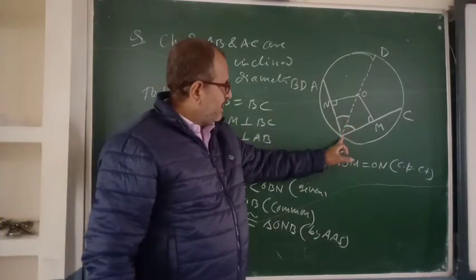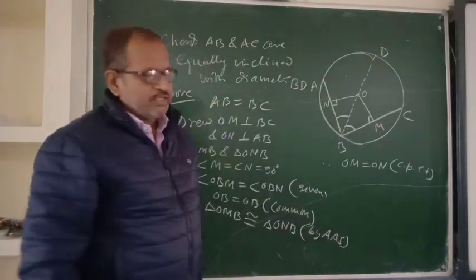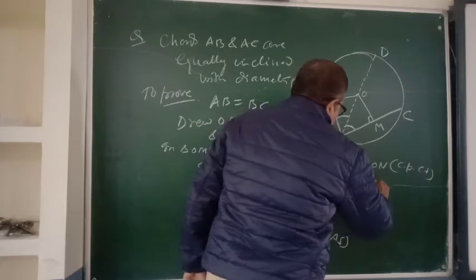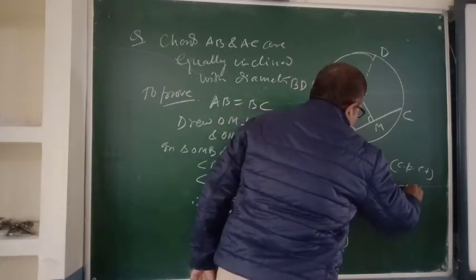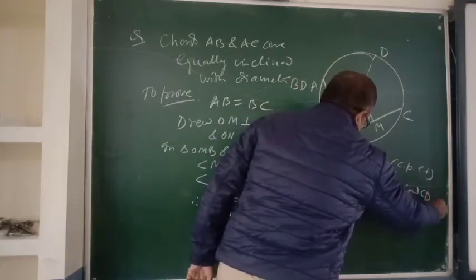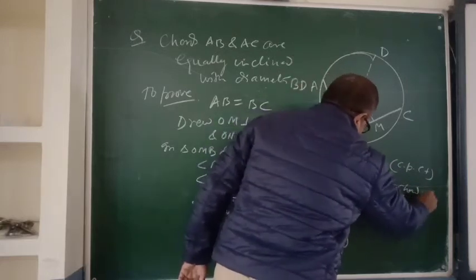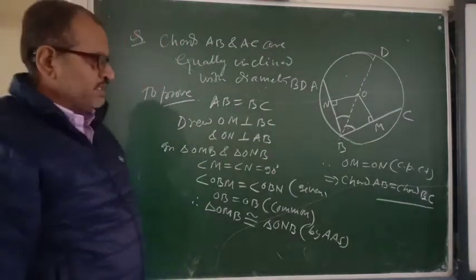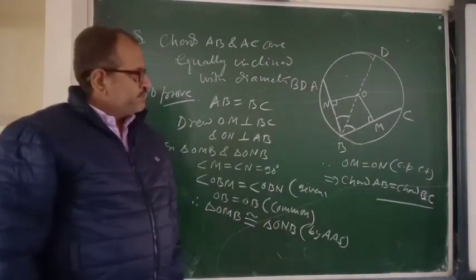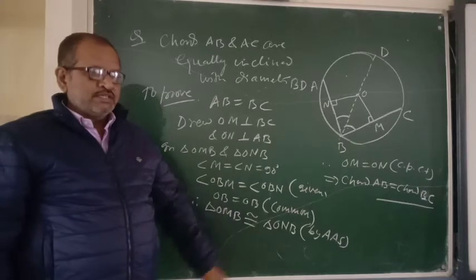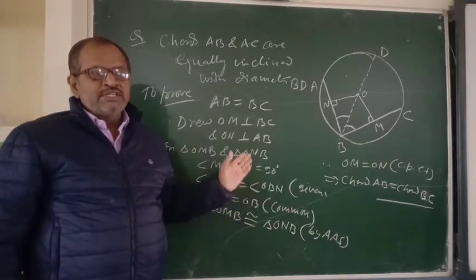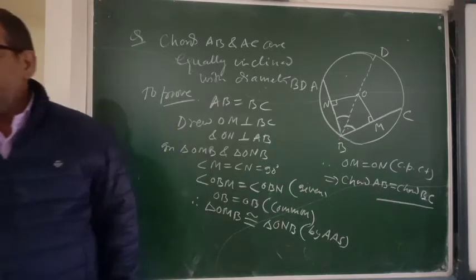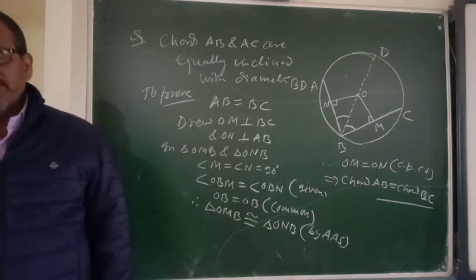It means chord AB is equal to chord BC. We can give the reason here. What can we give as the reason? Chords at equidistant from the center are equal.